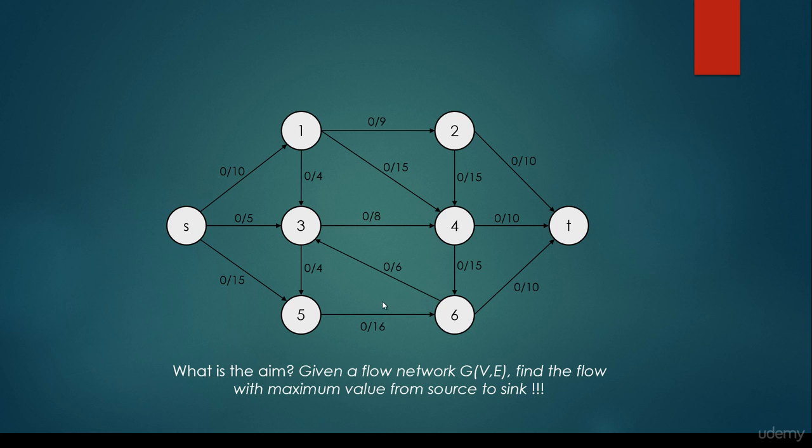And you may ask what the aim of this maximum flow problem is. Given a flow network G with V vertices and E edges, find a flow with maximum value from source to sink. So this is the source, this is the sink T, and we have to find the flow values that are going to be the maximum. You may ask, but why is it good?